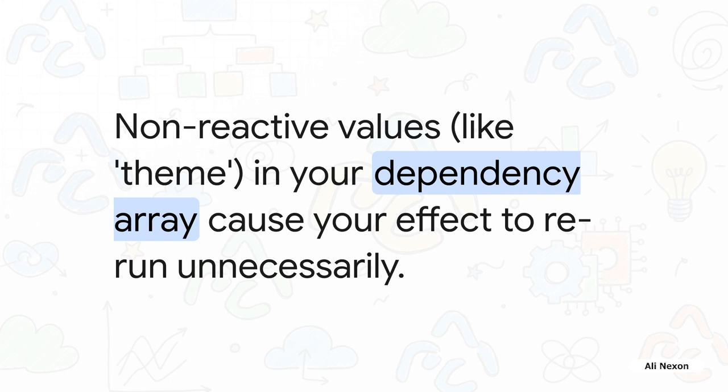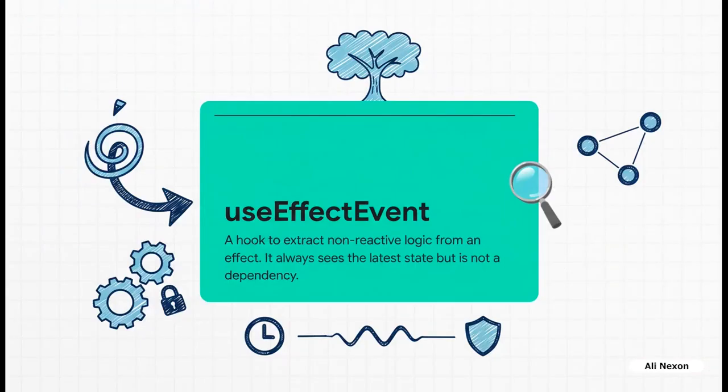But you don't want the effect to trigger every time the theme changes. You only want it to run when the actual dependency, like a connection ID, changes. Before this, you basically had to choose between unnecessary re-renders or just disabling the lint rule and hoping for the best. And that is exactly where useEffectEvent comes to the rescue.